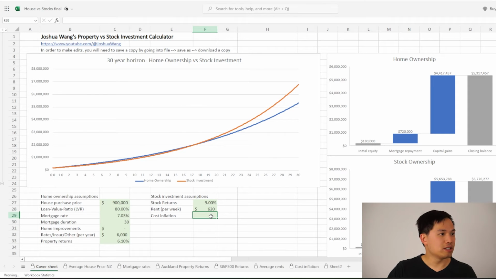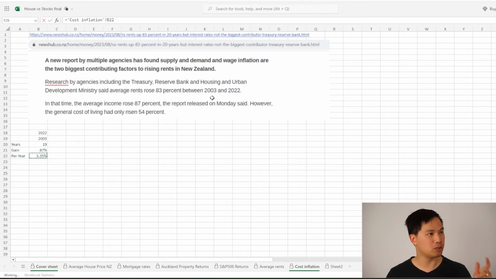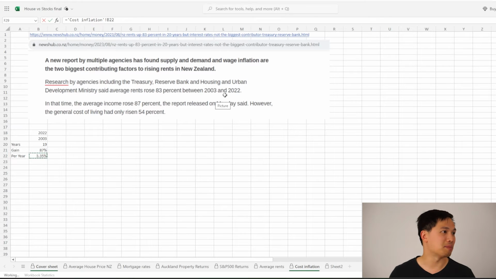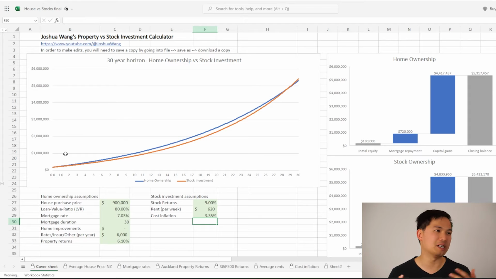And over here is the cost inflation input. So what that refers to is how much your rent will increase over time due to inflation. At the moment, it's sitting at about 3.35% per year, and that is based on a NewsHub article over here saying that average rents rose 83% between 2003 and 2022. So that's a period of about 19 years, and I say that's a pretty conservative assumption, considering that inflation's probably going to sit around that level over the long term.